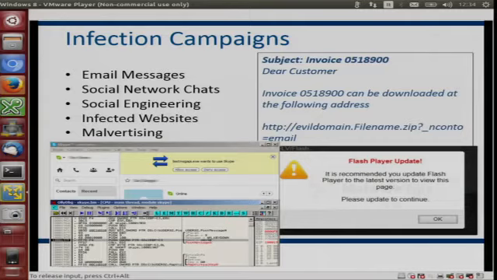These are infection campaigns. They send a lot of email messages, but they can target also social network chat. Here you see a malware propagating by using Skype. Infecting websites, malvertising. Malvertising is something that all online newspaper readers should know about, because malvertising is a technique of infecting users by poisoning the web advertisements that are shown on a website.